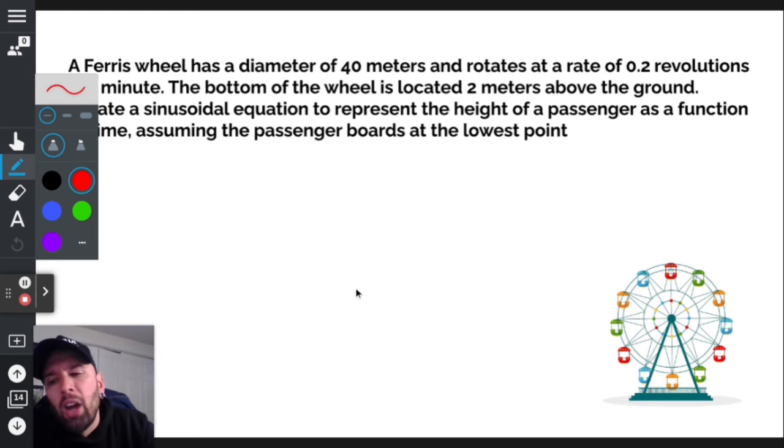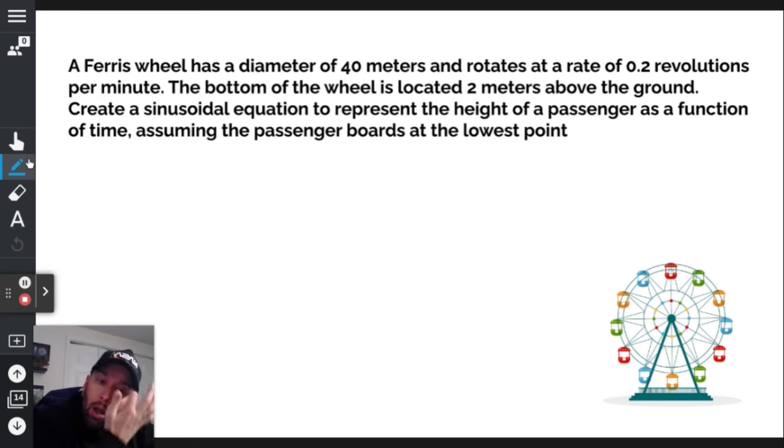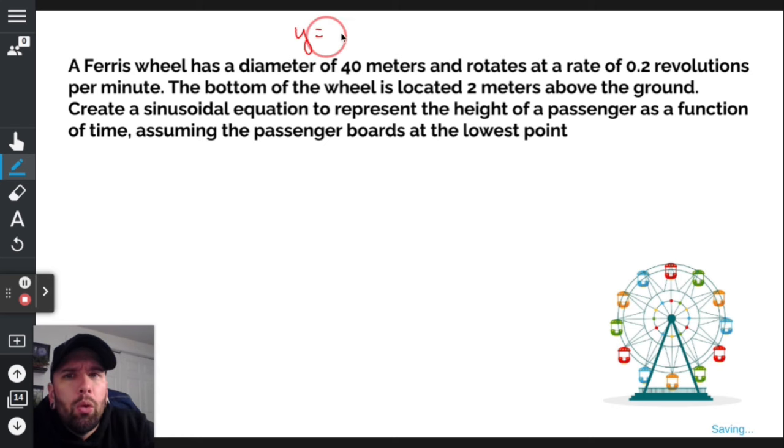So I could use sine. It doesn't really matter. You could use sine, you could use cosine. It's all really good with these things. But you have y equals a sine(bx minus c) plus d.